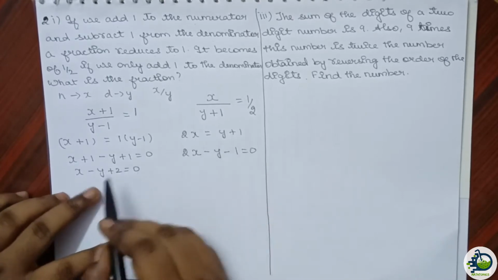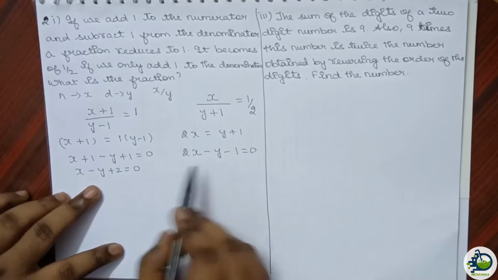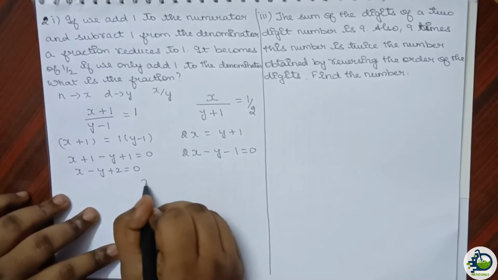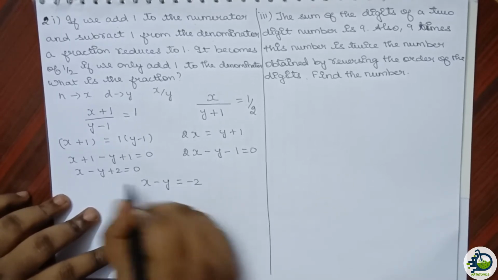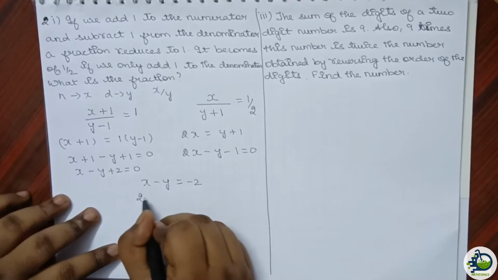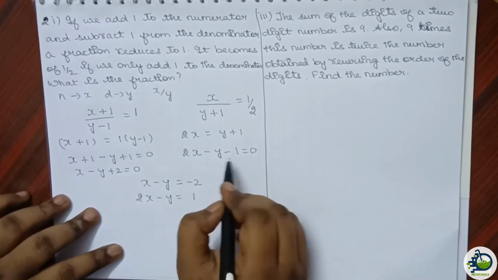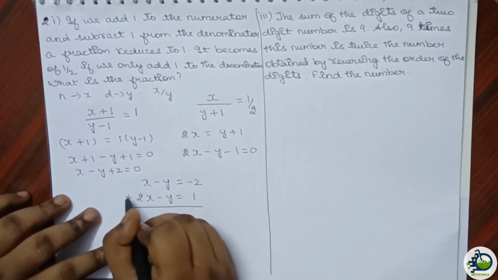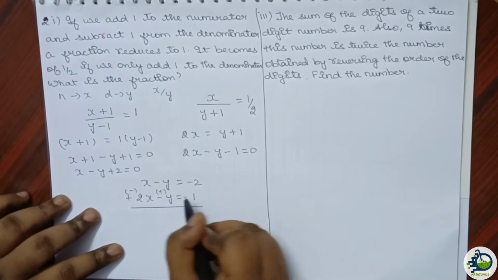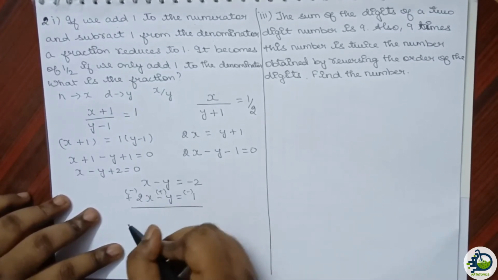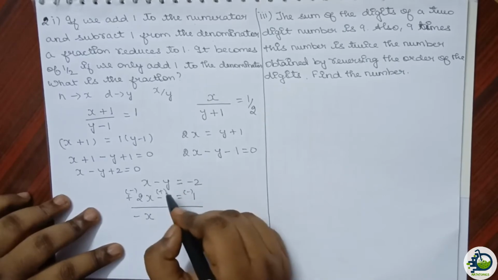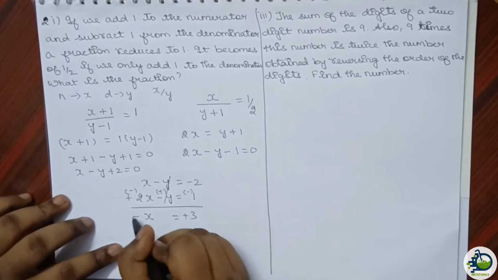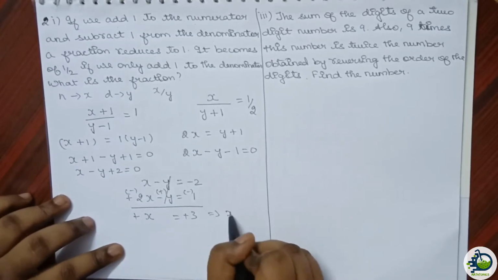Here we can see that the coefficients of y and y are similar, so we don't need to multiply or divide anything. We can directly subtract both these equations. So x minus y is equal to minus 2 if I bring this to that side. And here I am having 2x minus y is equal to 1. So when this minus 1 goes to that side, it becomes plus 1. Now we are going to change the signs. The plus will become minus, this will become plus, and this will become minus. Here x minus 2x is minus x, minus y plus y gets cancelled, minus 2 minus 1 is minus 3. So this minus and this minus get cancelled, so I am getting x is equal to 3.